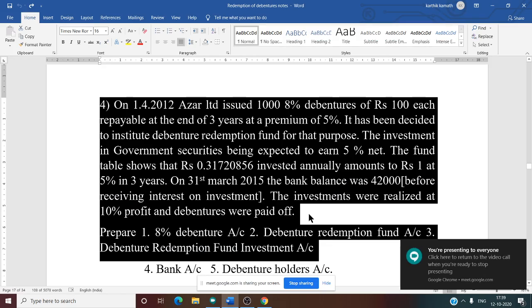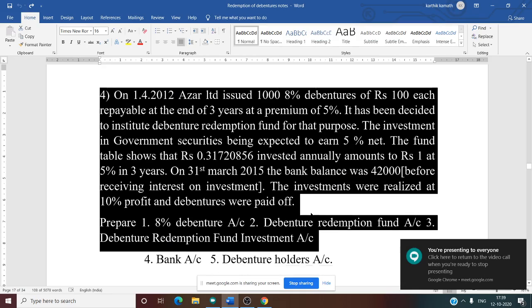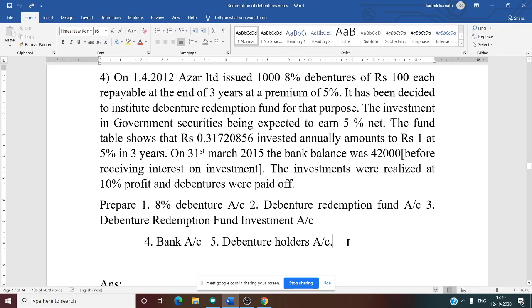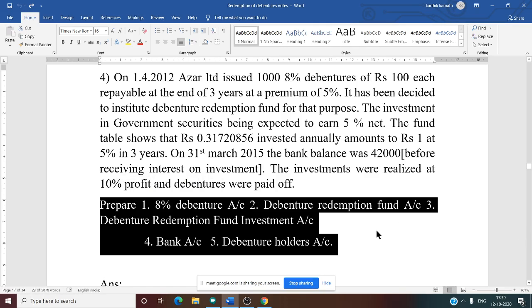Yes. Now debentures were paid off. After all these things, debentures were paid off. You need to prepare all the 5 accounts. See this. All the 5 accounts you need to prepare: 8% debenture, debenture redemption fund, debenture redemption fund investment account, bank account, debenture holder account.